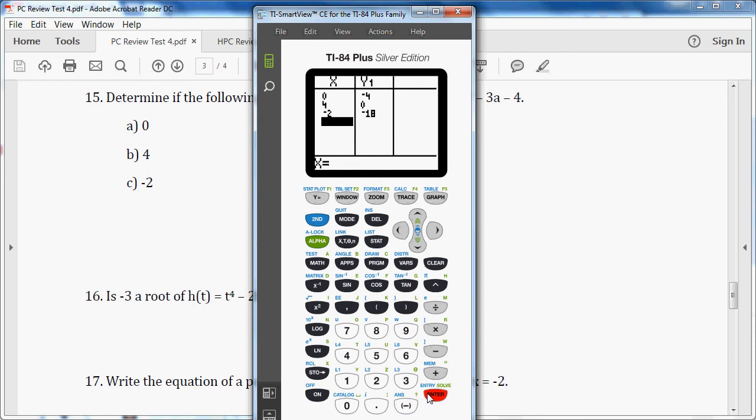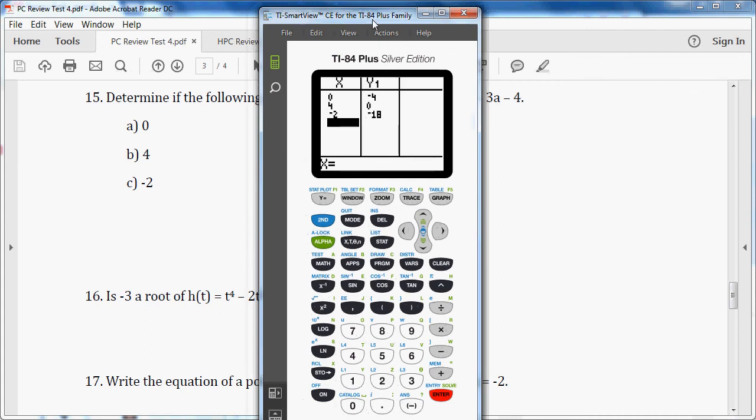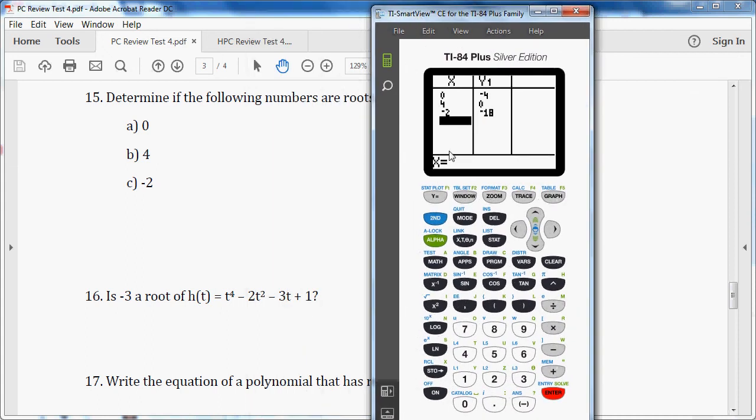Number 16 on CP and number 18 on honors is the same type of question. It says, is -3 a root of this equation? So we'll do the same process. I'll plug this equation in, x to the 4th minus 2x squared minus 3x plus 1.